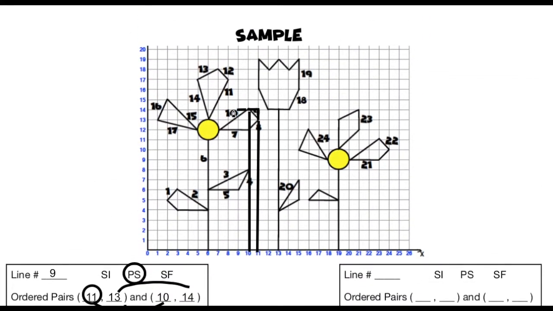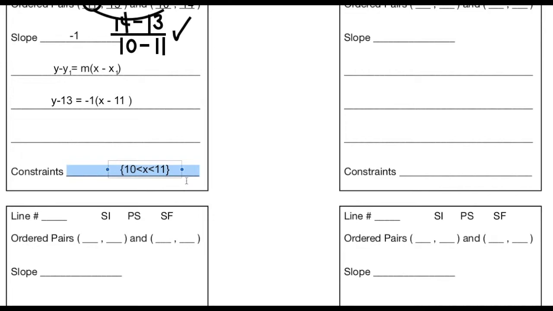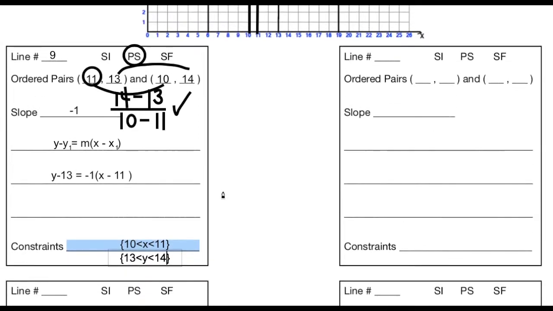I could also go across to the y-axis and see that my line starts and stops at 13 and 14. So I could either use this as my constraint, or I could type in 13 < y < 14. Either one of those would be acceptable.